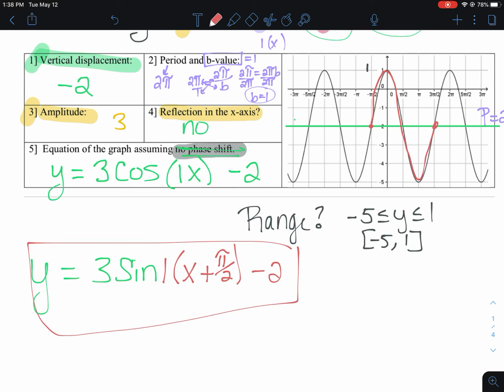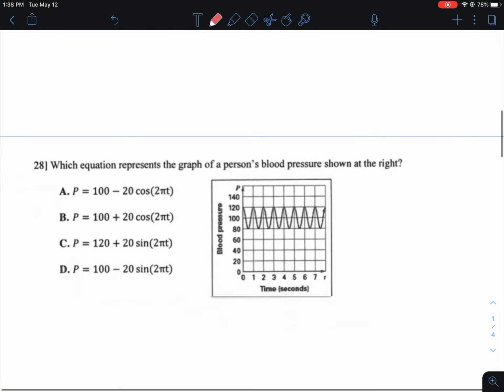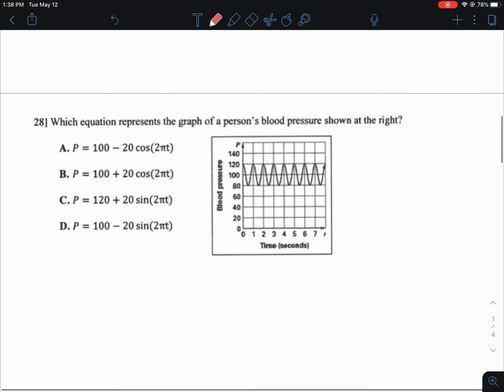Okay, so that's one way that you can write the same function graph in multiple equations. And really, there's an infinite number of equations.